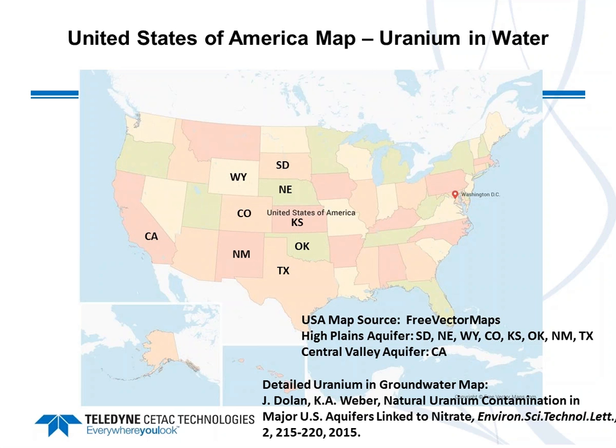In particular, two aquifers, one very large one called the High Plains Aquifer that includes 8 states in the central United States and the western states, and also the Central Valley Aquifer in California. There's a detailed uranium and groundwater map and a very recent reference from Environmental Science Technology Letters. I did put in the title of this. It says Natural Uranium Contamination in Major U.S. Aquifers Linked to Nitrate. That paper, and I won't get into the specifics, links the prevalence of nitrate, particularly from fertilizers, and how the presence of the nitrate can increase uranium mobility in waters.